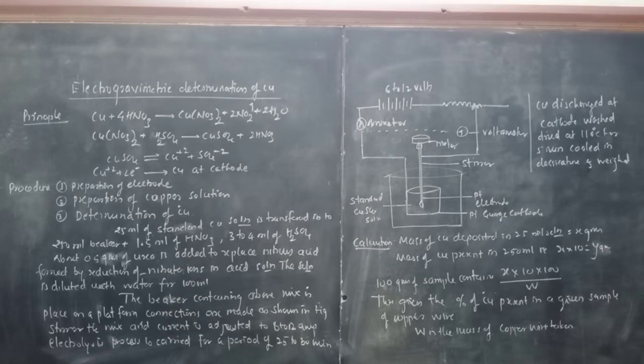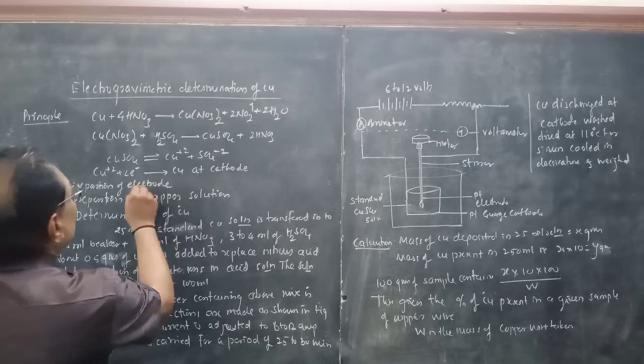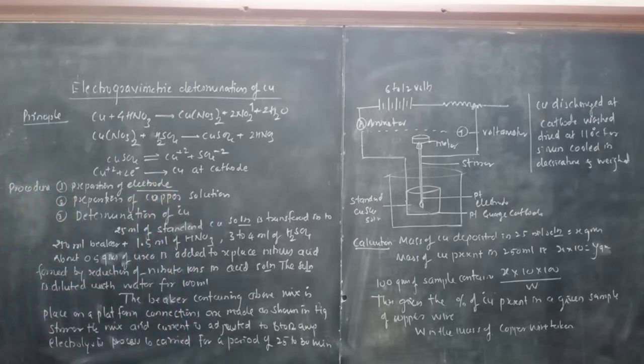Then what is the procedure behind it? The procedure has a number of steps. The first one is preparation of the cathode. The second one is preparation of the copper sulfate solution. And the third one is the determination of copper. Let us take the first one, preparation of the cathode. How to prepare the cathode?